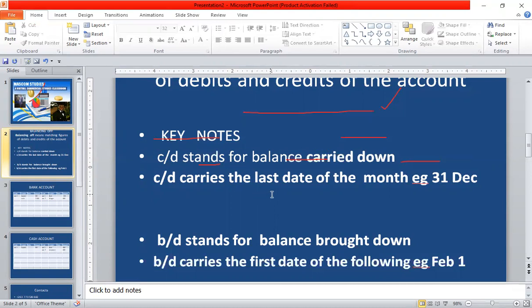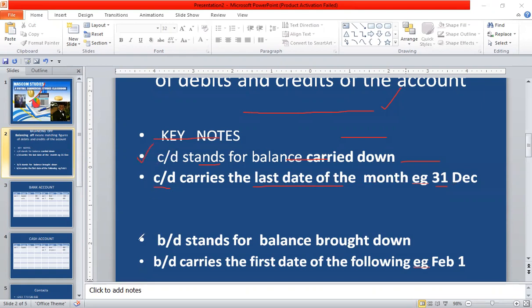Usually we also need to be in a position to know the dates that should be allocated to these balances. On balance CD, what should it carry? It should carry the last date of that month. If we are in December, it means we use the last date of December, which is 31st of December. So on balance CD, we are expected to put the last date of that month. So we are done with this issue of balance CD.